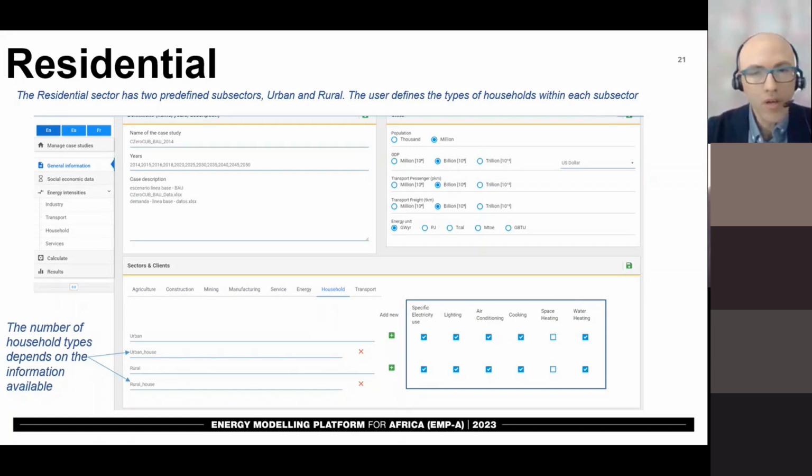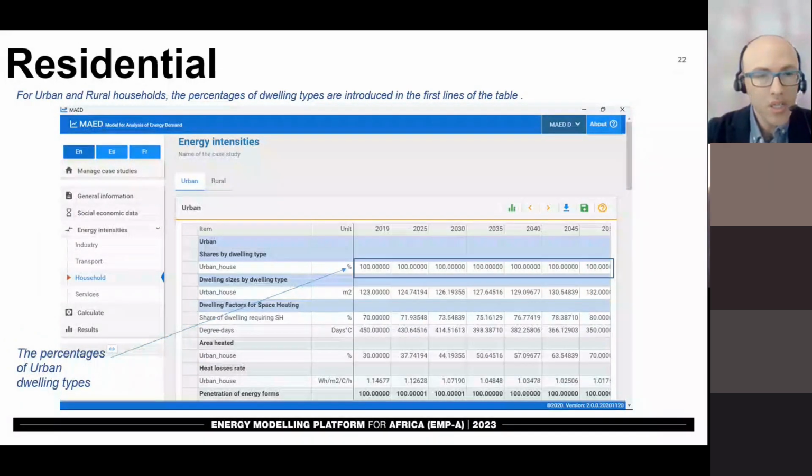And for each type of household, we will select, from the main uses of energy that are defined in MAED, the uses that are considered in this type of household. This is how to define the structure in MAED. And after, the data about the household sector will be introduced in these sheets. In the first line, we will have the percentage of dwelling types that were introduced in the general information sheet. Here we will define the percentage of each type of dwelling in the first line in this table.